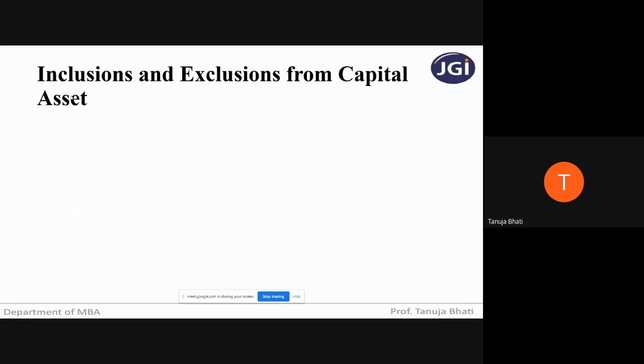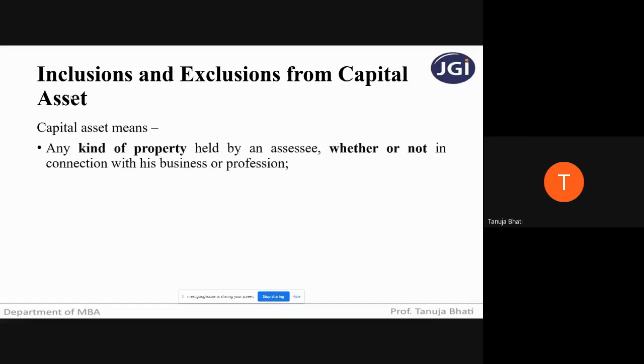Next thing is, what is a capital asset, students? Because we know that the basis of charge is where there has to be transfer, first thing, which we know what is transfer, and second thing, there has to be transfer of capital asset. So it is very important for us to know what is the meaning of capital asset. What does a capital asset include and what does a capital asset exclude? So let us understand what is capital asset.